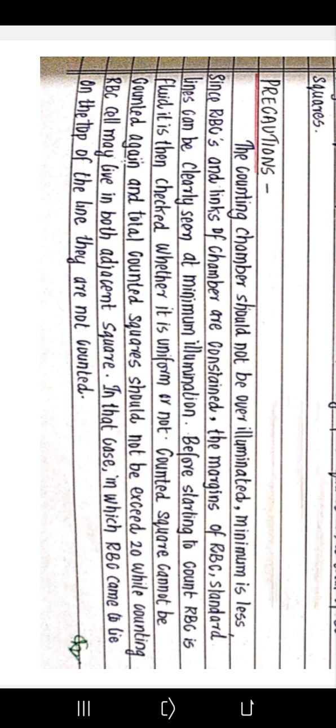Before starting to count RBC, the fluid is checked whether it is uniform or not. A counted square cannot be counted again, and the total counted squares should not exceed 20. While counting, an RBC may lie in both adjacent squares. In such a case, RBCs which come to lie on the top of the line are not counted.